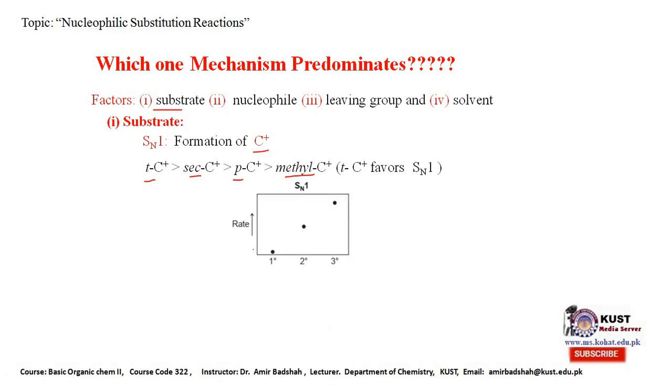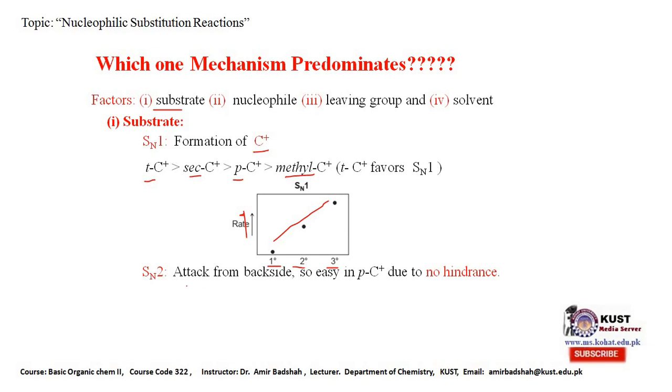It means if as a result of a chemical reaction we get a primary carbocation, then it will not favor SN1, but if it forms a secondary carbocation, then it will favor SN1. The rate of SN1 will be enhanced, and if it forms a tertiary carbocation, then the rate of SN1 will be further enhanced. It means going from primary to secondary and from secondary to tertiary, the rate of SN1 mechanism will be enhanced. So a substrate which can form a tertiary carbocation will favor the SN1 mechanism more.